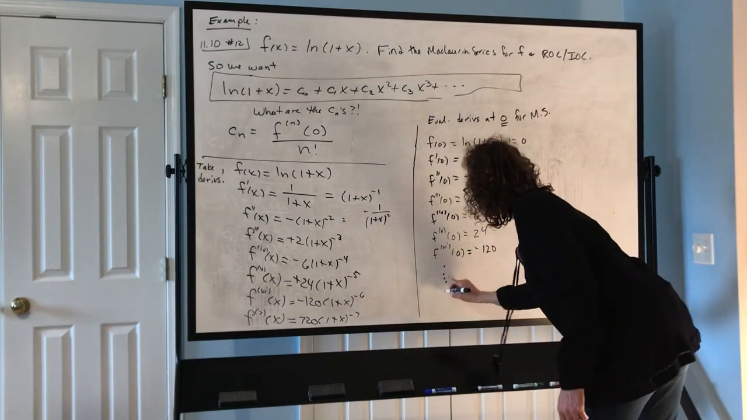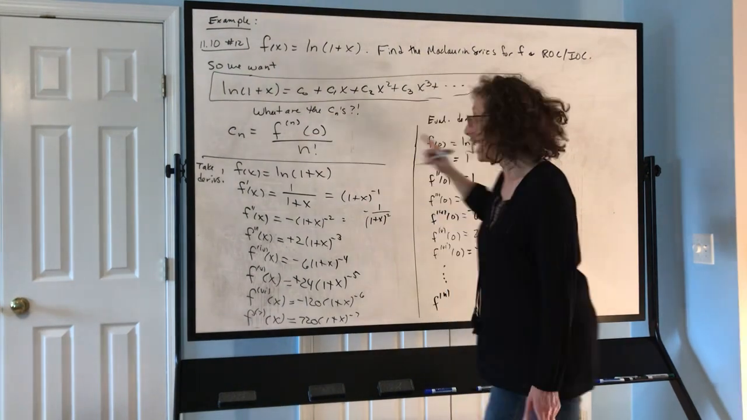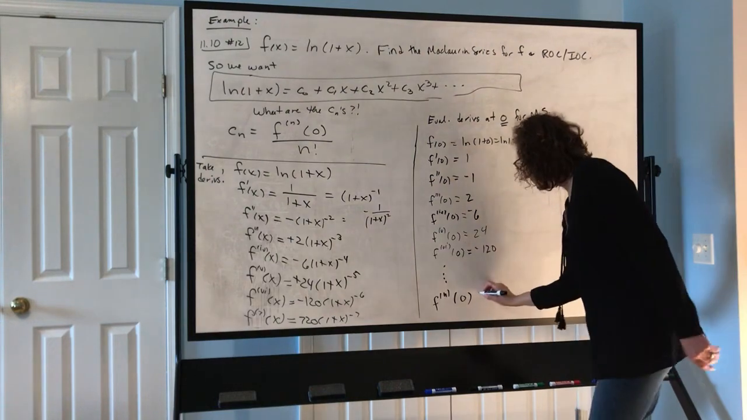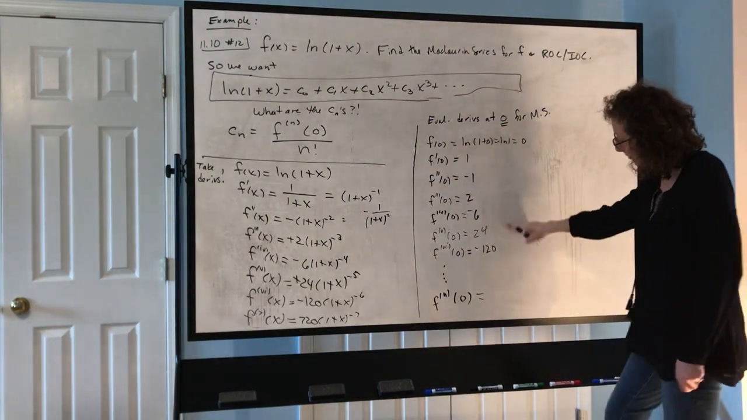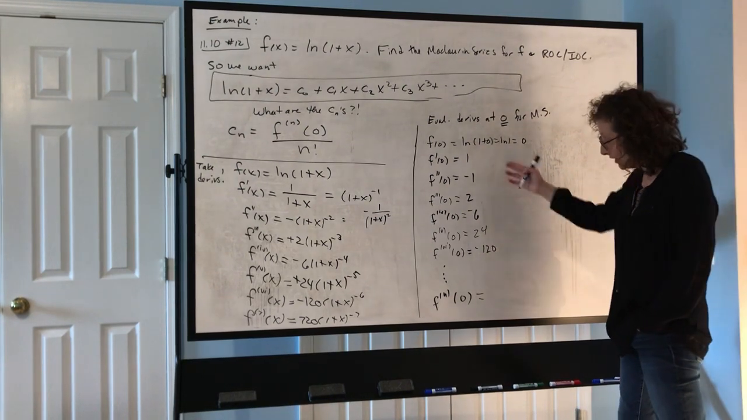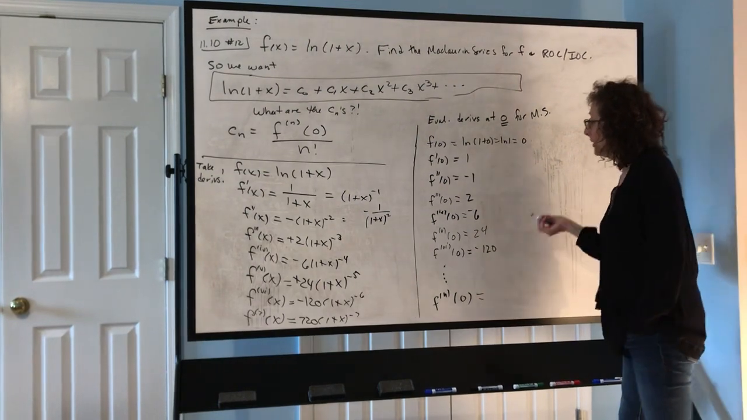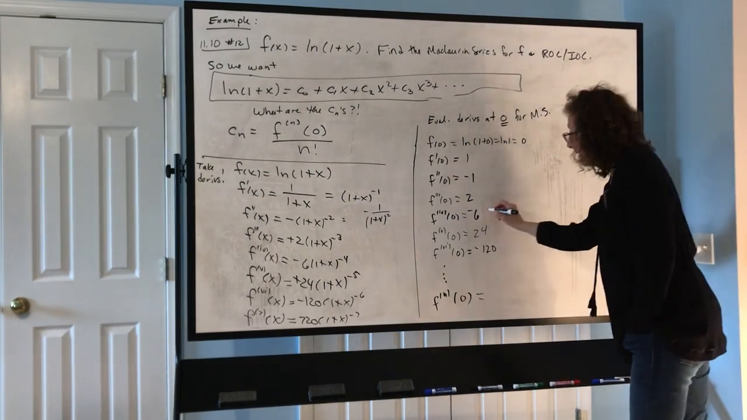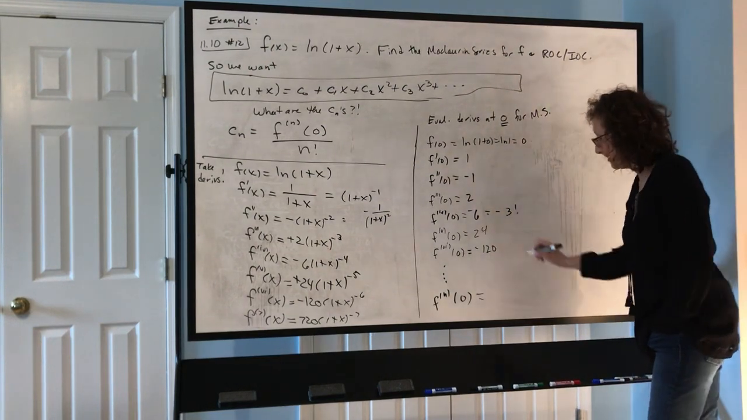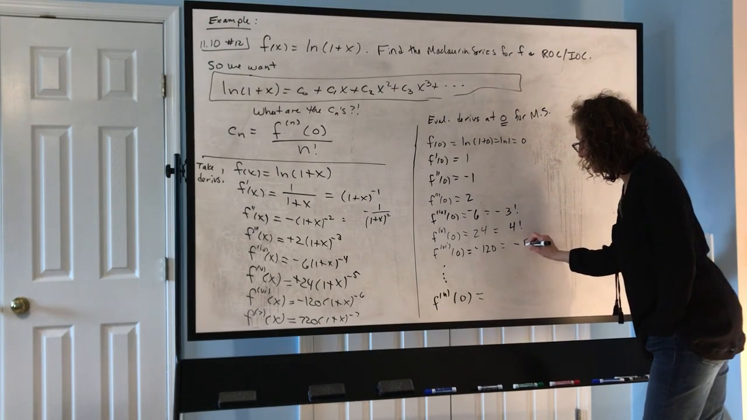Now our goal is to come up with a formula for the nth derivative evaluated at 0, right? That's our goal. And we do that by looking at the pattern that we've developed here to see if we can come up with a general formula based on the pattern, right? So, what do we got? This guy is minus 3 factorial, right? This one is, good, 4 factorial. This one is minus 5 factorial.